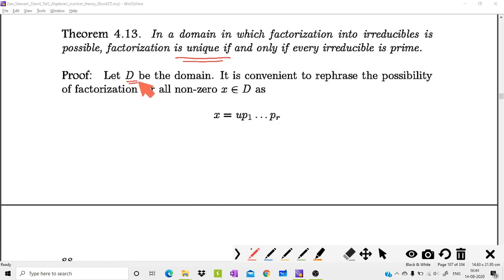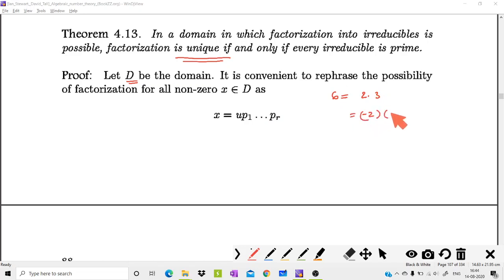We will consider D, an integral domain. Then we write x as an element of D in which factorization is possible. Then we factorize this into irreducibles. That is, x equals u times p1, p2, etc., pr.